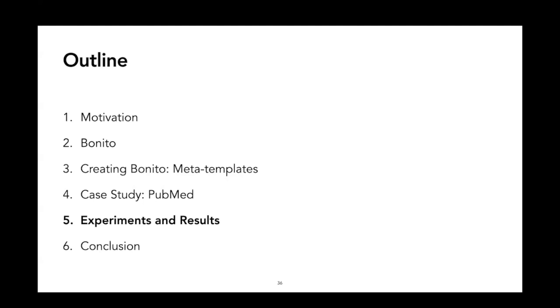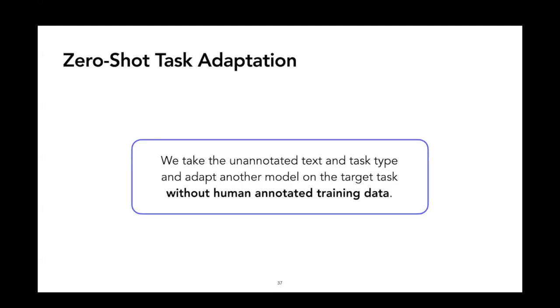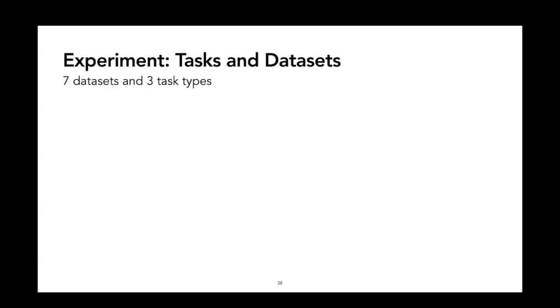Now that we've seen a few example generations from Bonito, let's look at some of the experiments that we consider in this work. We're interested in a task called zero-shot task adaptation. In this task, we have access only to unannotated text from the specialized domain and a target task type. We then adapt a target model with an appropriate learning method without using any human annotated training data. We consider three task types.